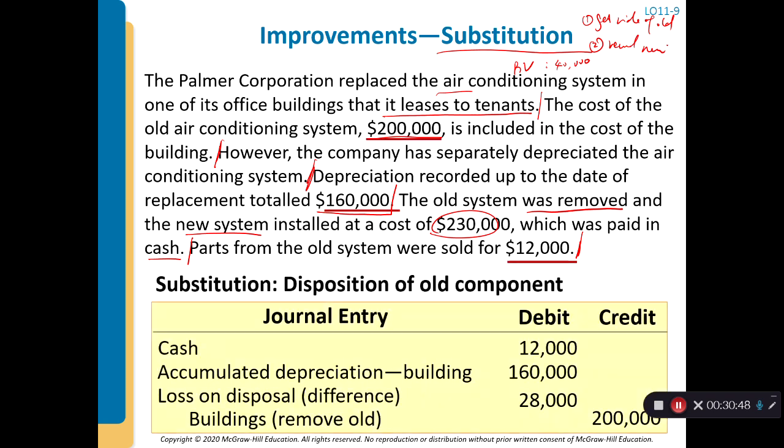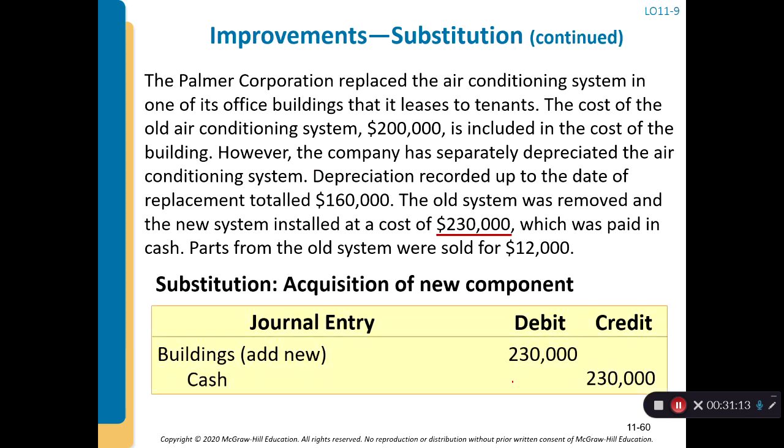We need to record the cash received by selling it, and then we debit all the accumulated depreciation of the building, which means the air conditioner, and we credit out the old building, $200,000. Then we recognize that there's a loss on this disposal of $28,000. And then we record the new building, debiting the new cost of $230,000 and crediting cash. This is the substitution. How do we record a substitution?